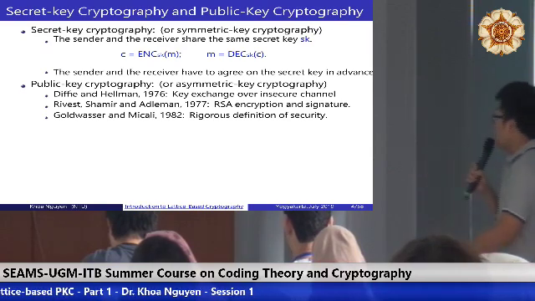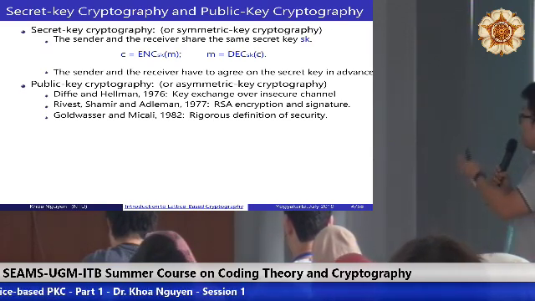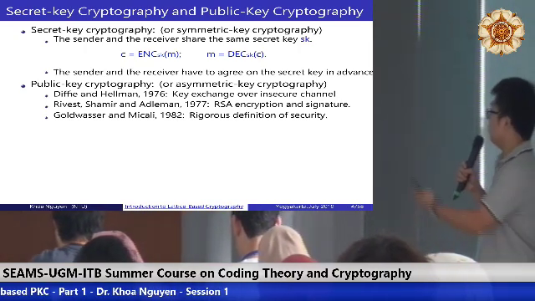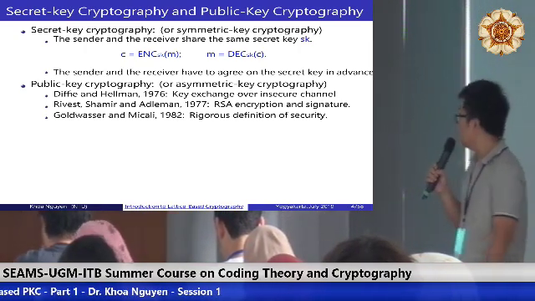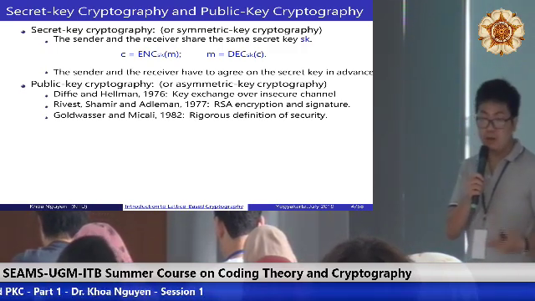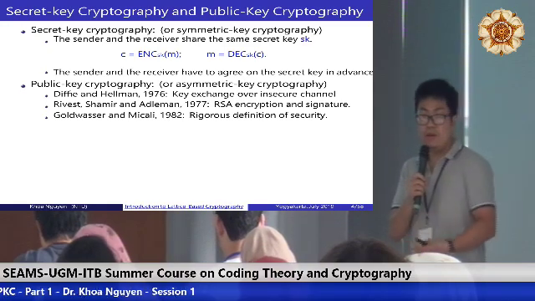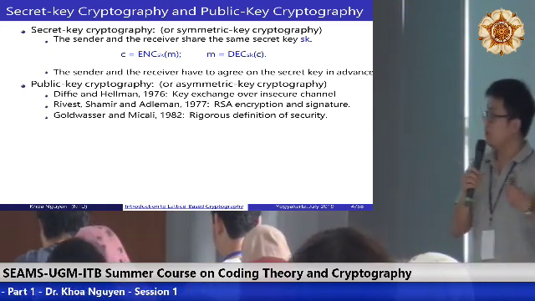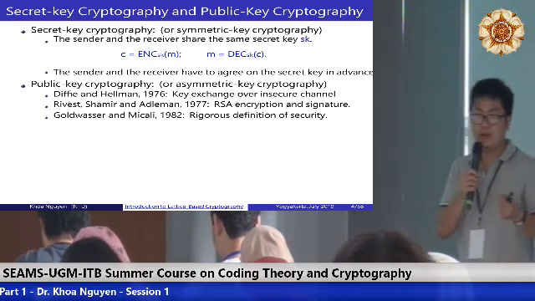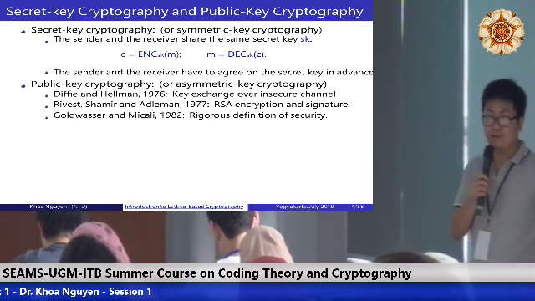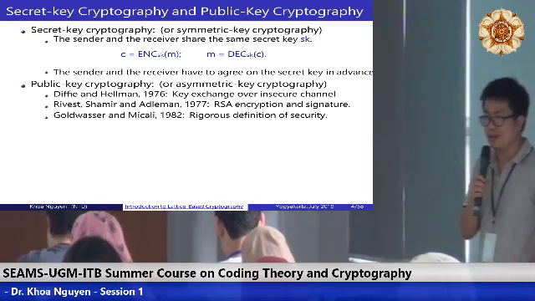This hard job was done by Goldwasser and Micali in 1982, 5 years after RSA. They gave a rigorous definition of security for encryption systems, what we call nowadays semantic security, or, I will talk about it later, CPA security for encryption systems. And this work also gave another Turing Award to Goldwasser and Micali.